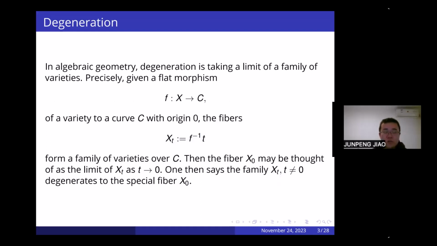In algebraic geometry, degeneration is taking a limit of a family of varieties. Precisely, given a flat morphism of varieties to a curve f with origin 0, the fibers X_t form a family of varieties over C. Then the fiber over 0, X_0, may be thought of as a limit of X_t as t goes to 0. One then says the family X_t degenerates to the special fiber X_0.